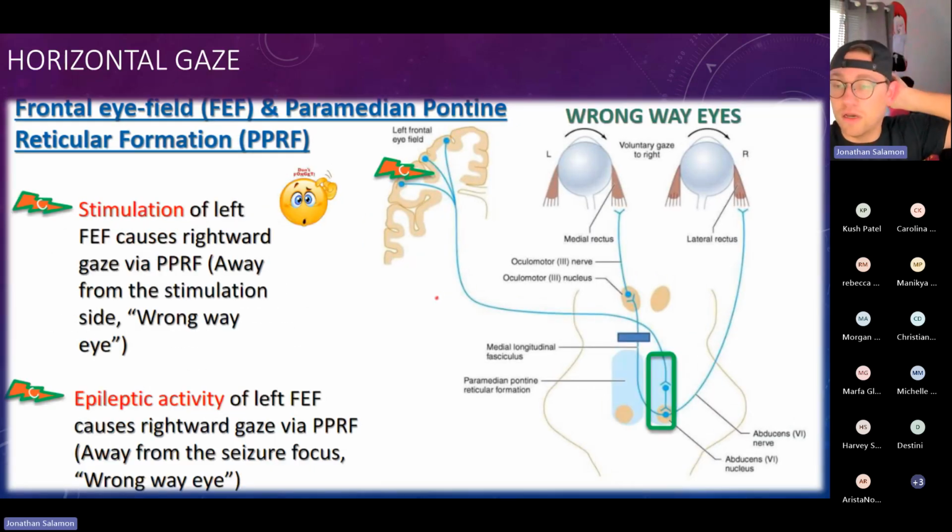But yeah, and I'll revisit in a second. But he likes to talk about this. I guess I've seen questions. This is important because it's contralateral. It's like the same deal. He talks about the whole right eye, wrong way eyes. So basically, it makes sense.